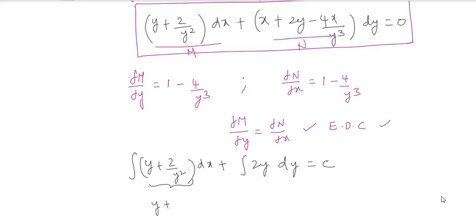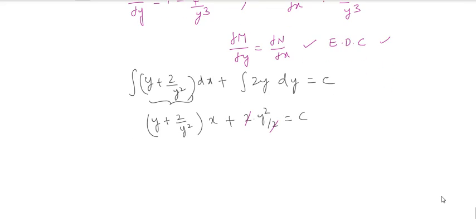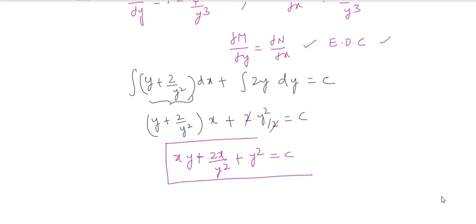Y plus 2 by y square is my constant, which is multiplied with x, plus with respect to this one, 2 into y square by 2 is equivalent to a constant. So again that 2 will get cancelled. Finally the solution for this is nothing but xy plus 2x by y square plus y square is equivalent to C. This is the solution for the corresponding exact differential equation.